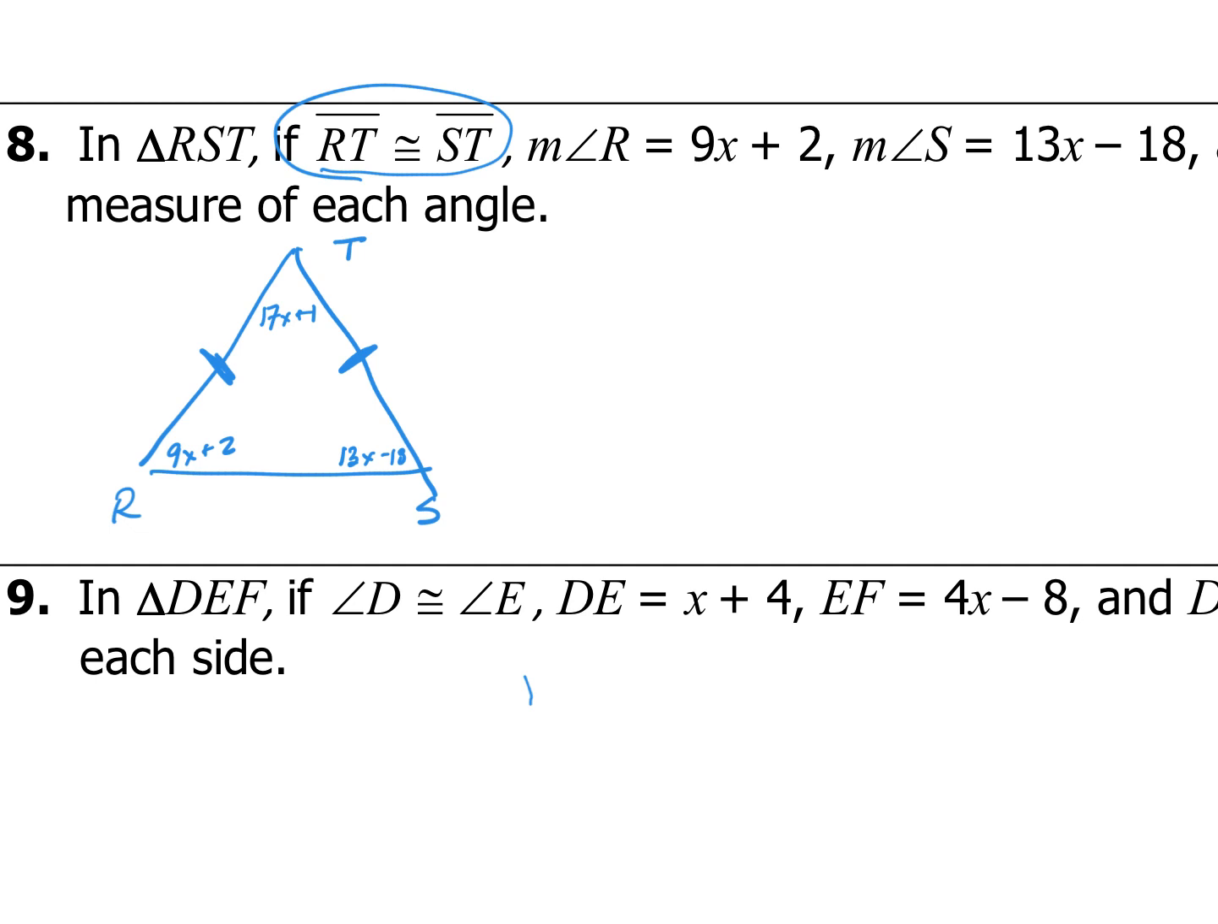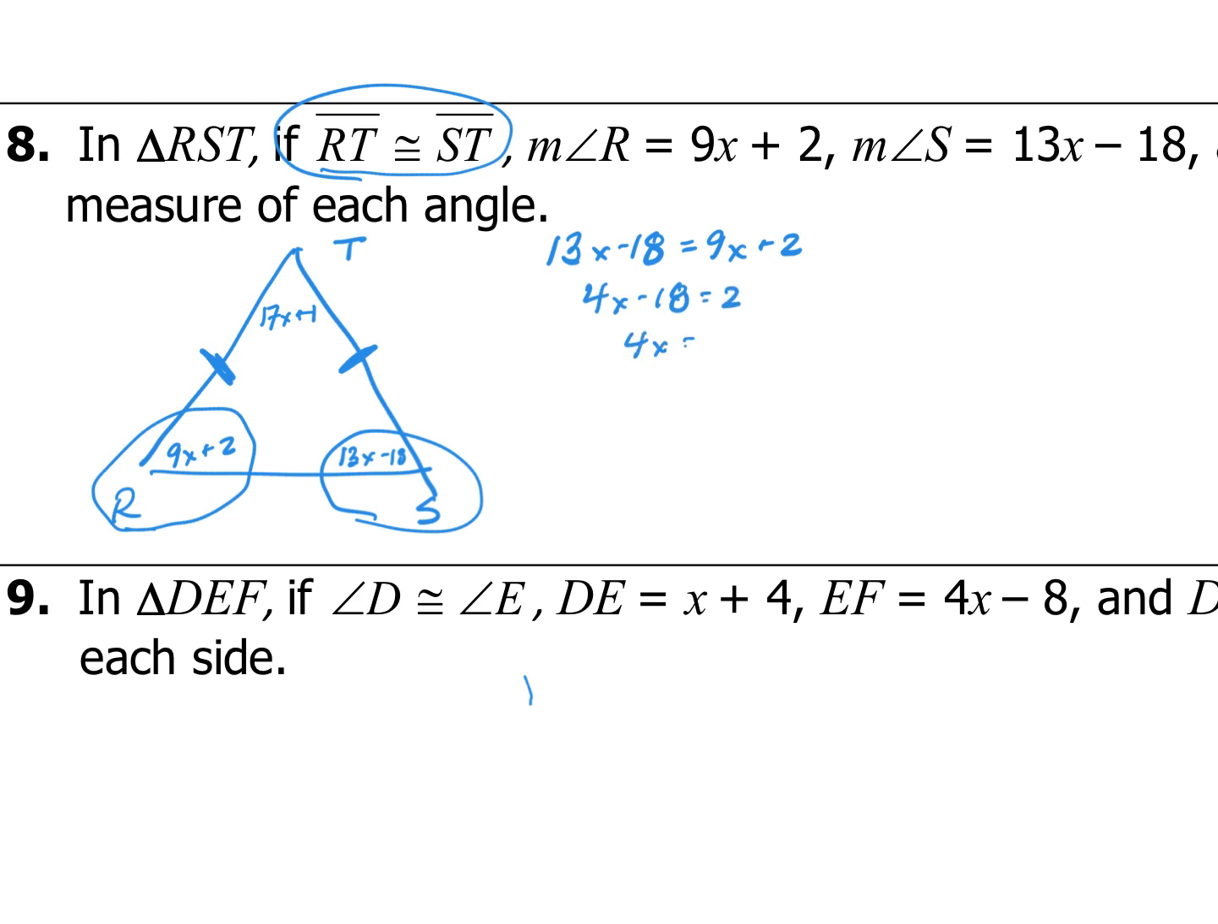All right, so since our legs are congruent, the two angles that we care about right now are going to be our base angles. So we know our base angles are going to be congruent. That means they're going to be equal to each other. So we're going to set it up: 13x minus 18 equals 9x plus 2. Subtract your 9x from both sides. So 4x minus 18 equals 2. Add my 18, so 4x equals 20, and then divide by 4, so x equals 5.